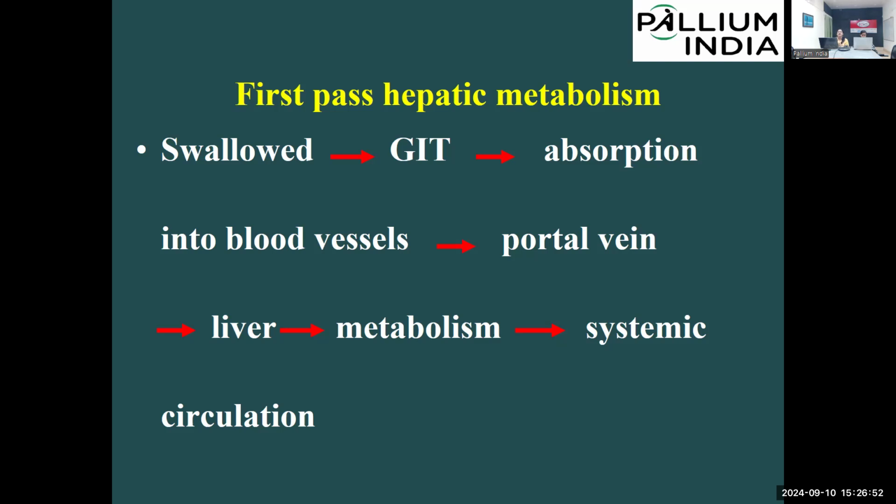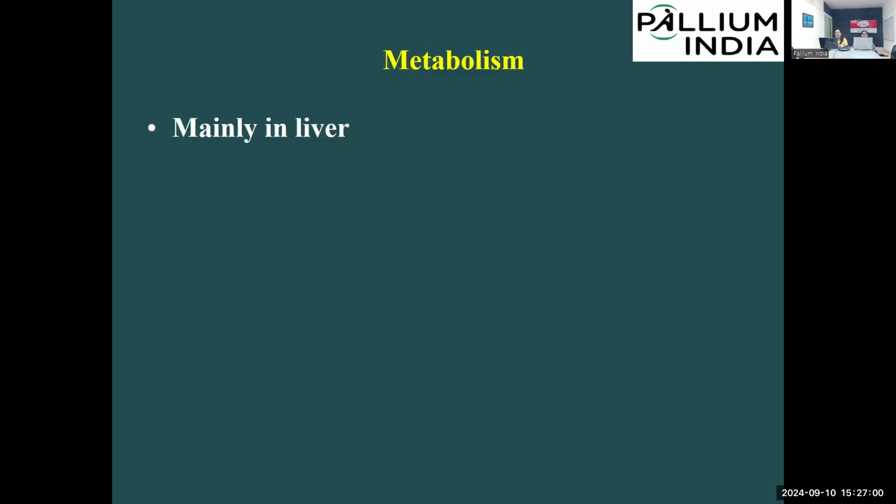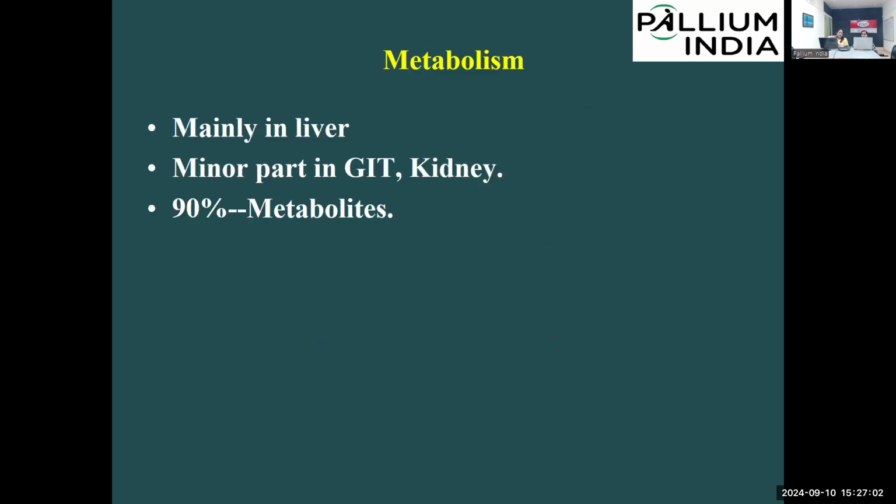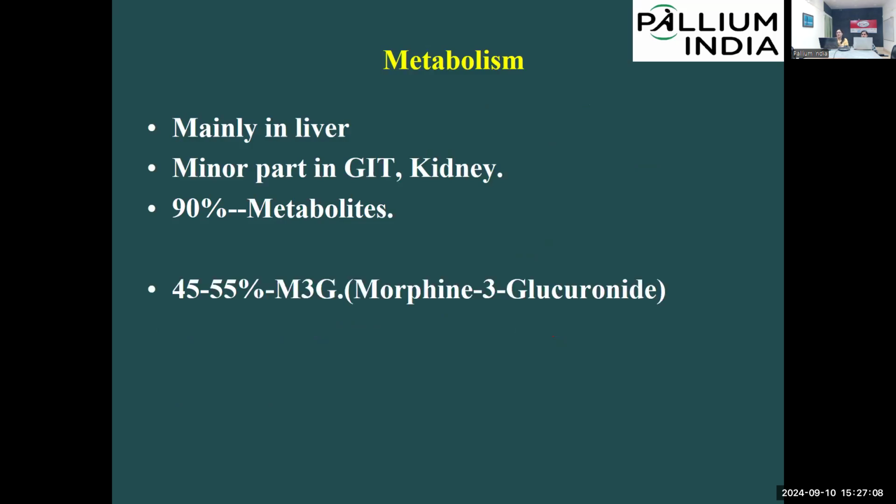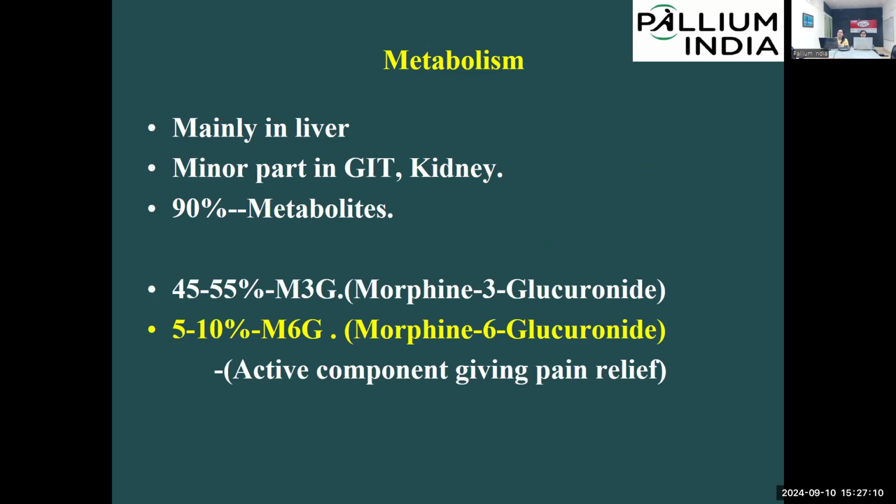90% of the morphine is converted to its metabolites. In the liver, through glucuronidation, morphine is converted to morphine 3-glucuronide and morphine 6-glucuronide. The morphine 6-glucuronide is mainly responsible for the analgesic effect of morphine, providing active pain relief, and 3-glucuronide is mostly responsible for the neurotoxic effects of morphine.